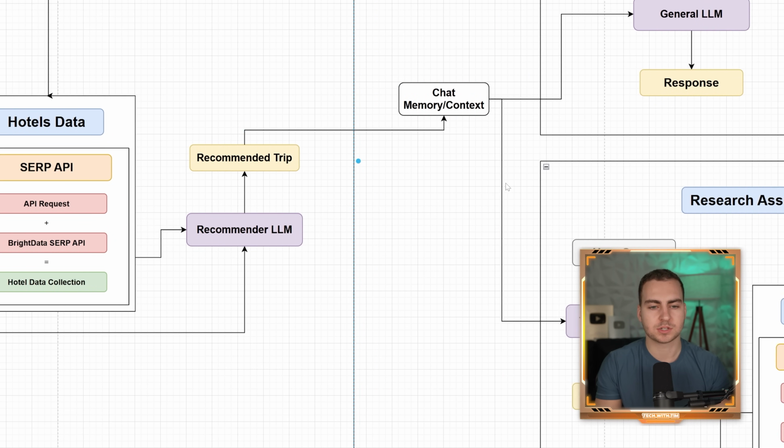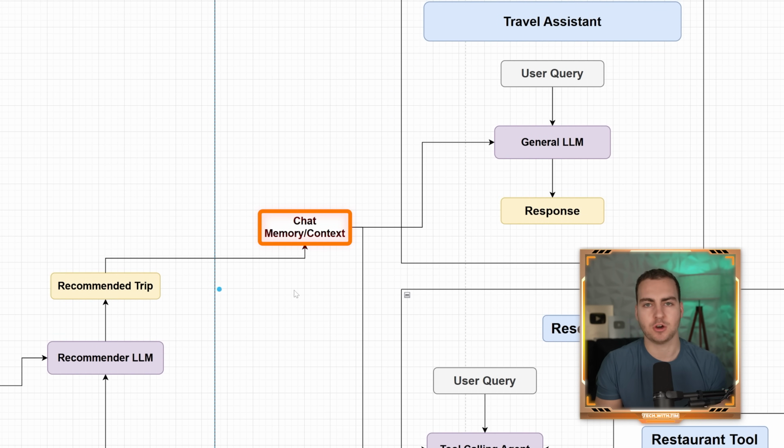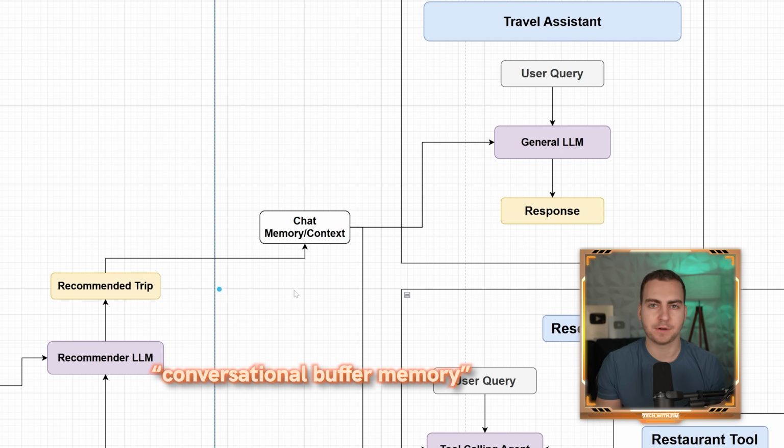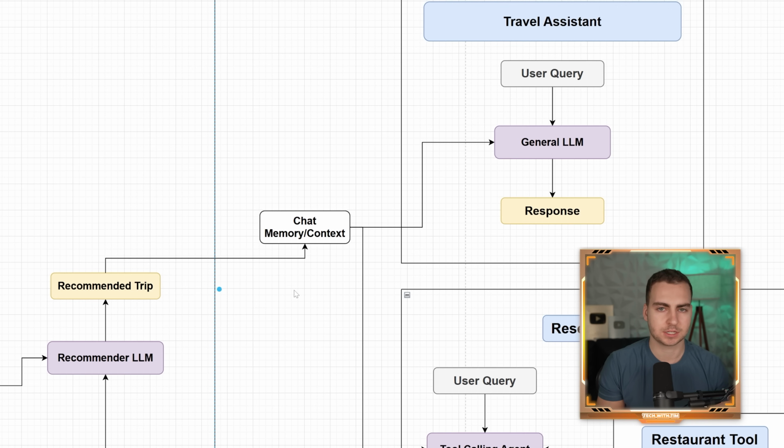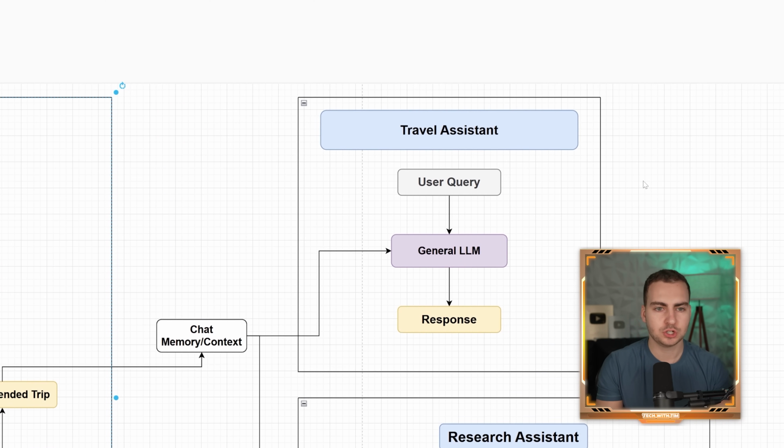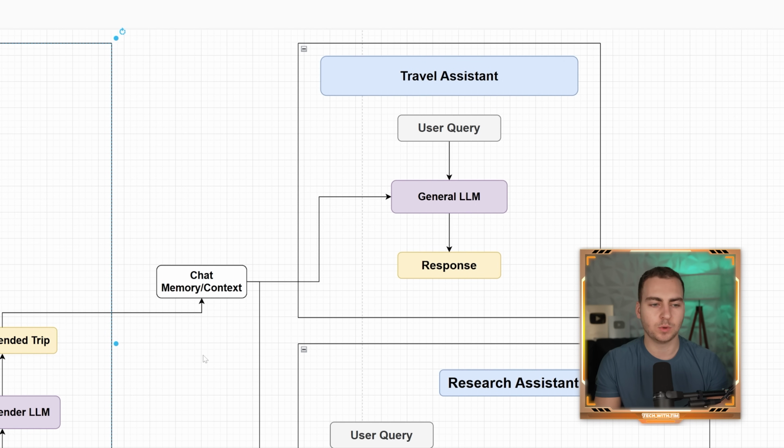Then what I do is I store this in a chat or memory context. Now for LLMs, you can set up a conversational buffer memory. That's typically what it's referred to. And you can add additional context to the LLM. So I take the recommended trip and put it in a shared memory, and then I have two more agents or LLMs that will have access to this, so they have context on what was just generated and can give me some better responses.